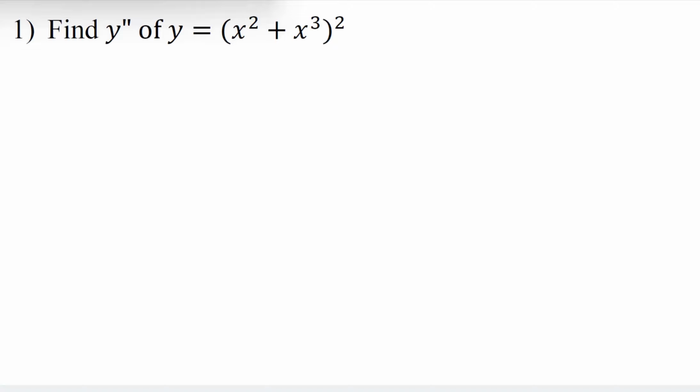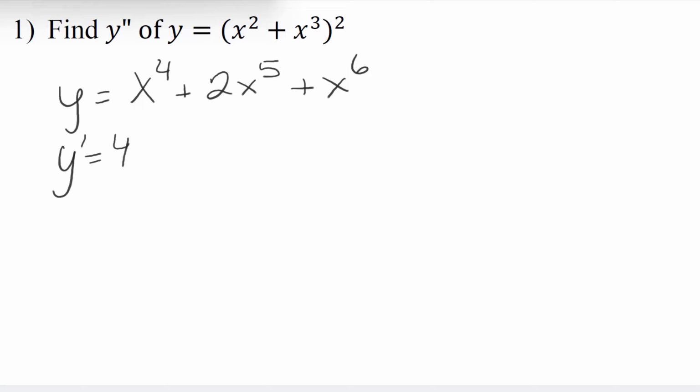So we get x to the fourth plus 2x to the fifth plus x to the sixth. So now we just do the derivatives of them. So we get 4x to the third plus 10x to the fourth plus 6x to the fifth. Remember, derivatives, you bring the exponent down and then subtract 1. Don't get confused by the antiderivatives that we were doing in the past couple weeks.